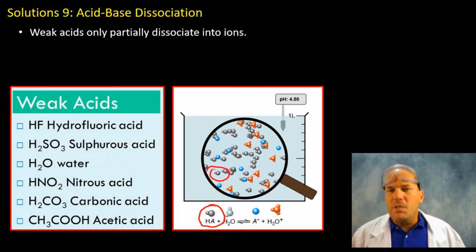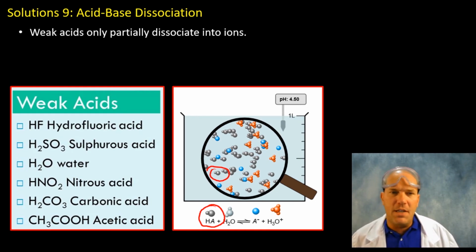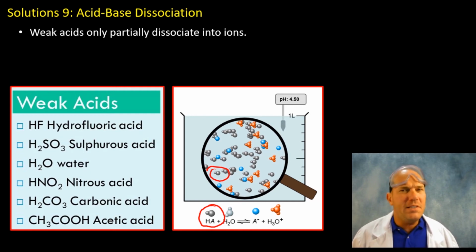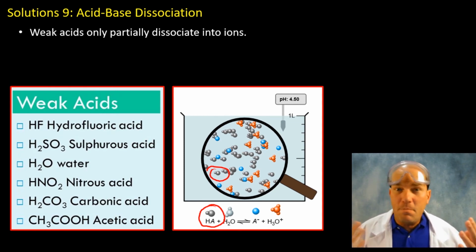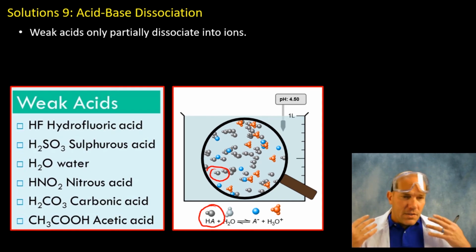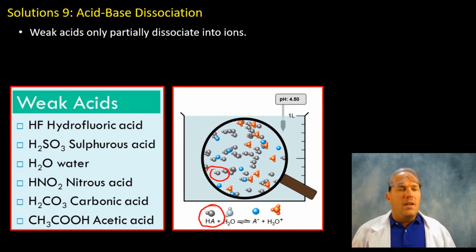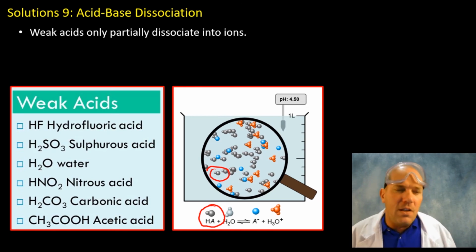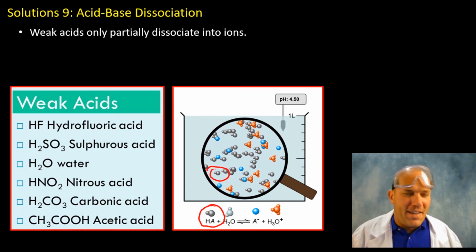Let's look at examples. Now recall, if you memorize the 6 strongs, which you should have written down, all the others are weak, which means all the others partially dissociate into ions. So it's quite simple to be able to identify a strong acid, a weak acid, and likewise a strong base and a weak base. And that's something you are expected to know how to do in this course. So we have hydrofluoric, water, nitrous, carbonic, acetic. These are all examples of weak acids.